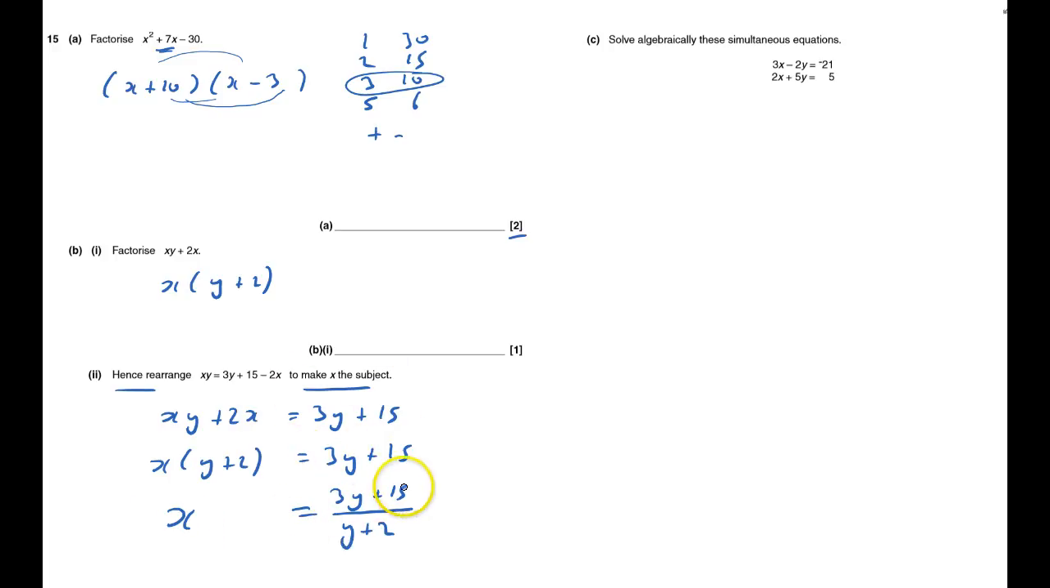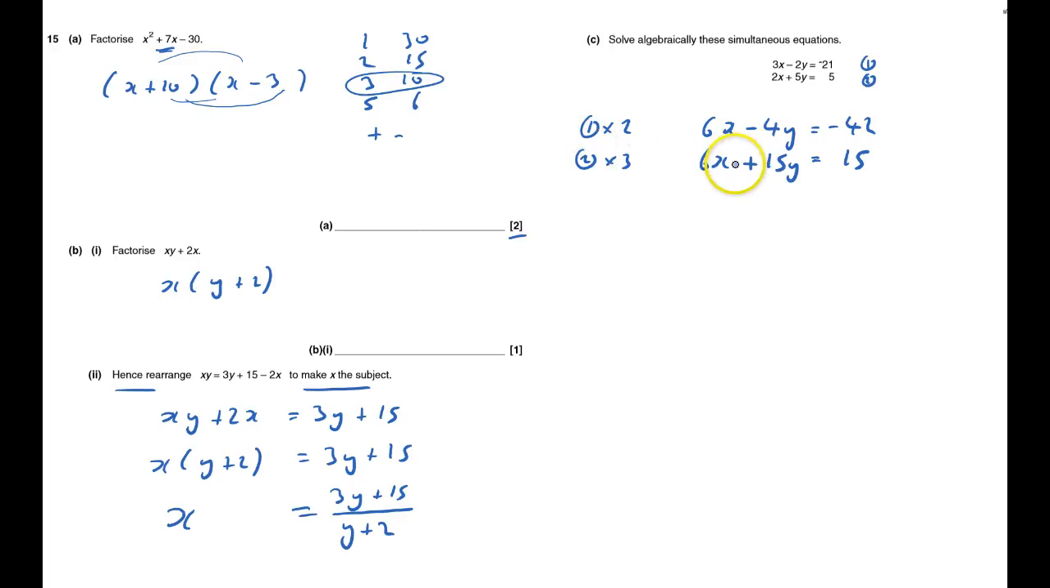I need to solve these simultaneous equations. Well, I've got equation 1 and equation 2, and I'm going to make it so that the x's are the same number. So I'm going to take equation 1 and multiply it by 2, which gives me 6x's minus 4y's equals minus 42. I'm going to take equation 2 and multiply it by 3, because then I've got 3 lots of 2x's, 6x's, plus 3 lots of 5y's, 15y's, equals 3 lots of 5, 15. Just make sure I do it to every term.